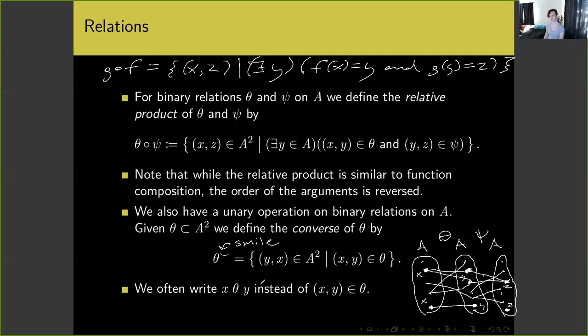Now, as a final bit of notation, we often write X theta Y instead of XY in theta when theta is a binary relation. And that's because of usual notation where we have things like X less than or equal to Y, or X equals Y, or X is approximately Y. And so in many areas of math, we use binary relations like this, where we put the relation as an infix in between the two members of that pair.